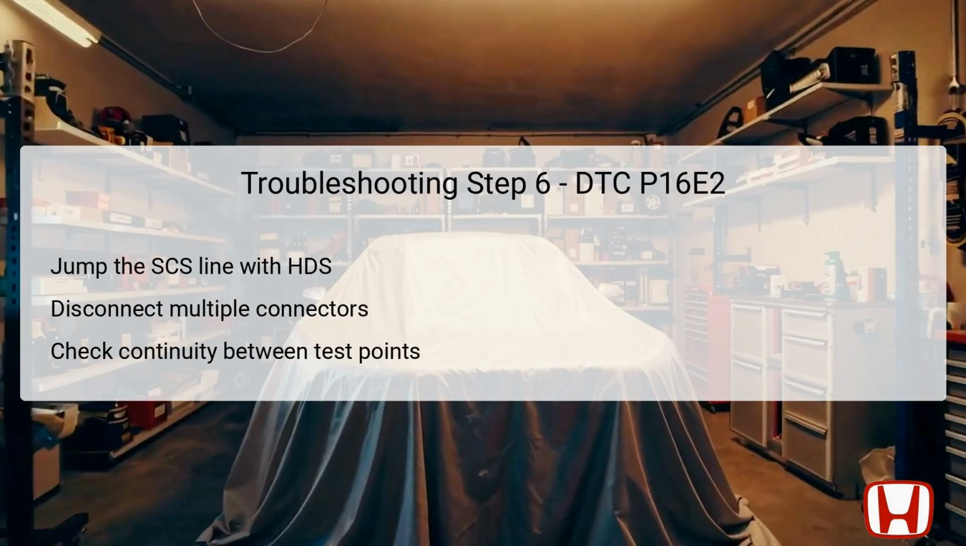In this 6th troubleshooting step, jump the SCS line with the HDS once again to facilitate communication for testing. Then, disconnect the previously mentioned connectors, the alternator 1P connector and the PCM connector B 49P, continuing to test the LIN communication pathway between these components. Check for continuity between the test points, which include the tan wire at terminal 16 of the PCM connector B and the tan wire at terminal 1 of the alternator 1P connector. If continuity is confirmed, it means the LIN wire itself is intact.